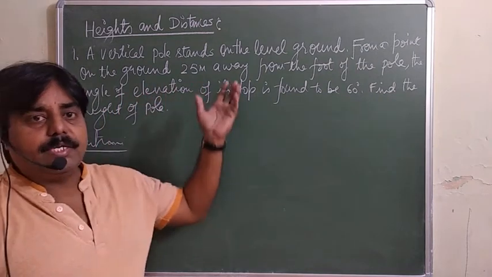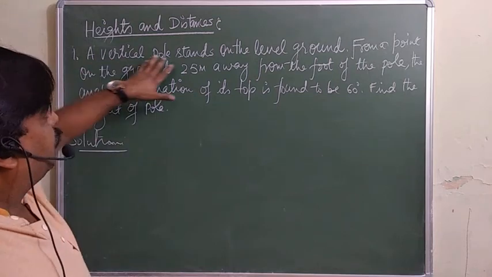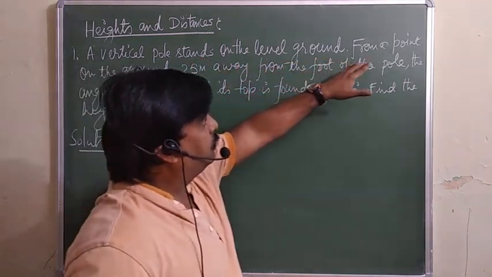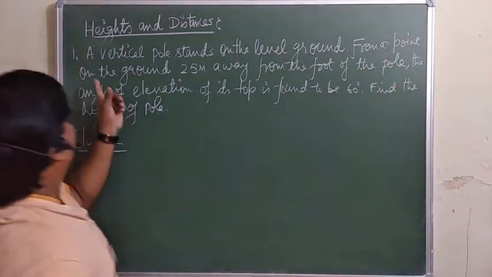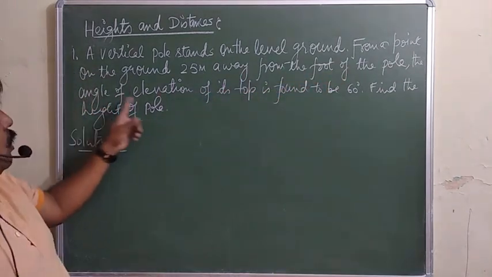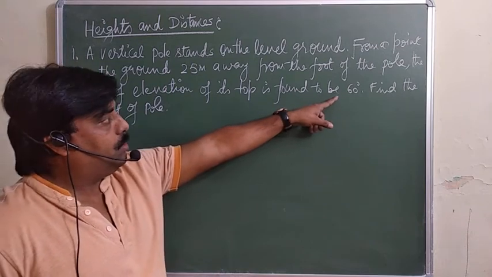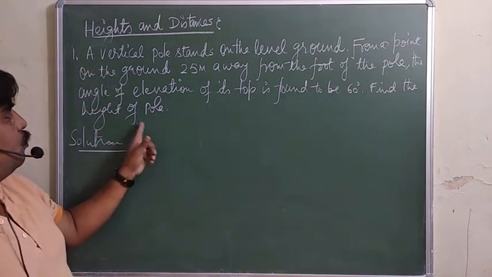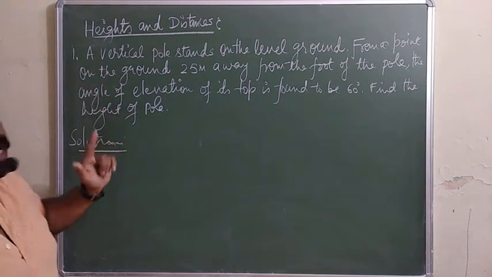Okay, now we are taking one problem. A vertical pole stands on level ground. From a point on the ground 25 meters away from the foot of the pole, the angle of elevation of its top is found to be 60 degrees. You have to find the height of the pole. So you have to draw the figure first. How can you draw the figure?